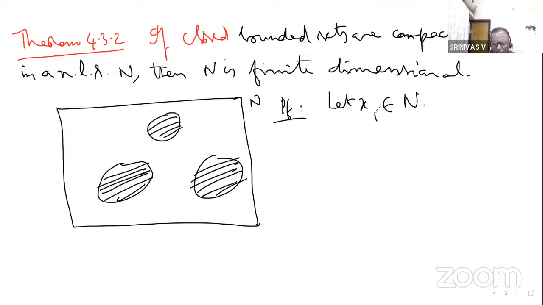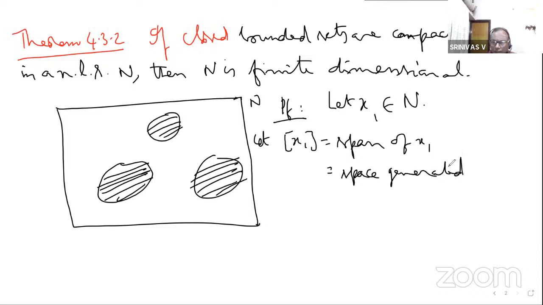Now look at the span of this. Let span x1 be the span of x1. Span means you have to take all linear combinations of this, those are scalar multiples of x1. This is also called the vector space generated by x1. In the proof of this theorem, this word is used: space generated by x1. It means it is the span of x1.